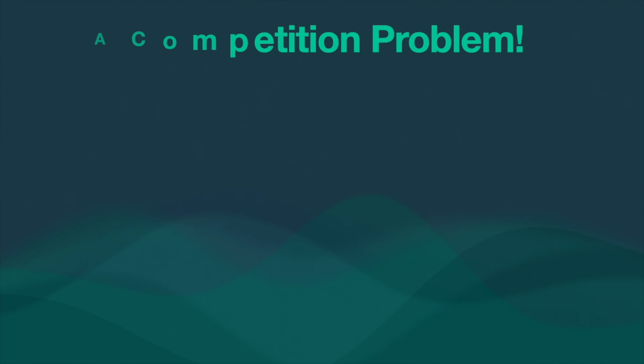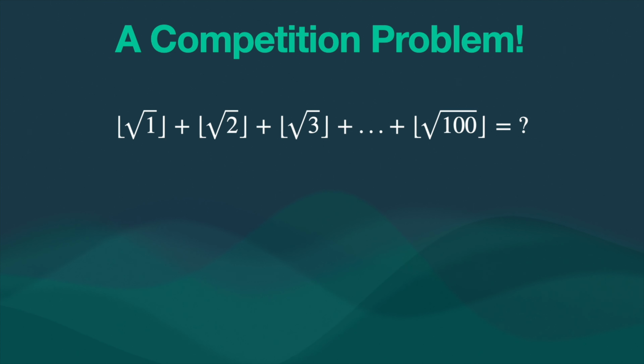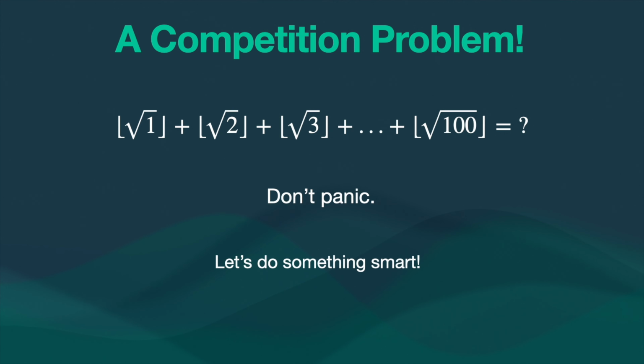Now let's do a competition style problem and find the value of the given sum. It is the floor of the square root of 1 plus the floor of root 2 plus the floor of root 3, all the way up to the floor of root 100. But don't panic. We are not going to calculate all the 100 terms. Let's think something smart instead.